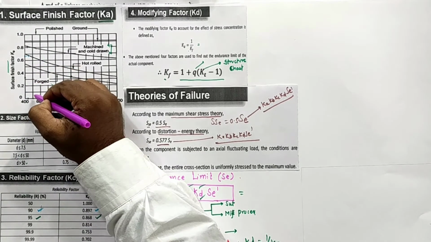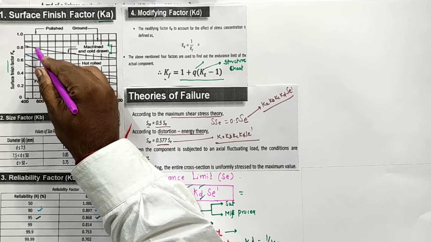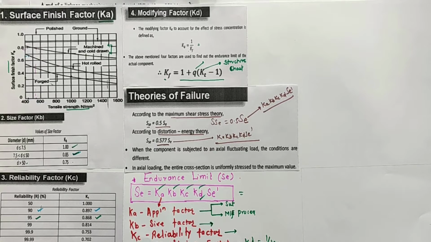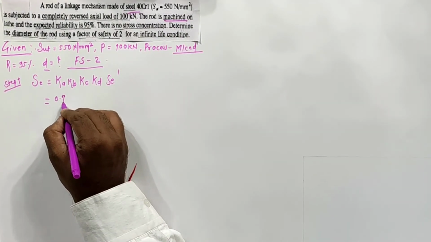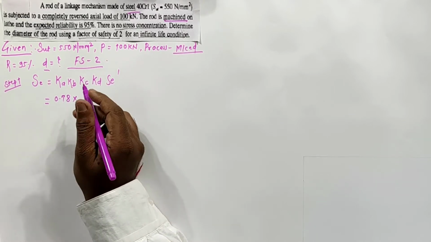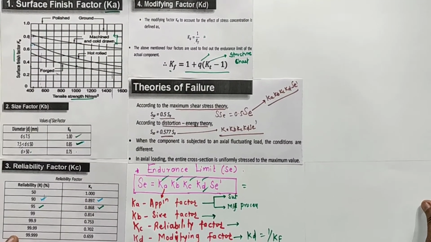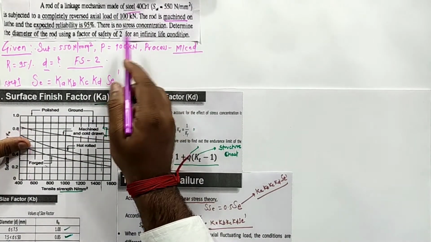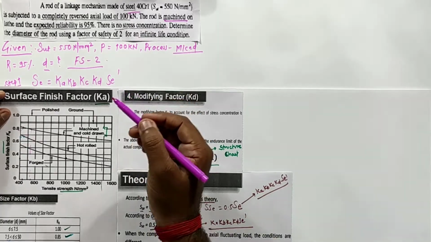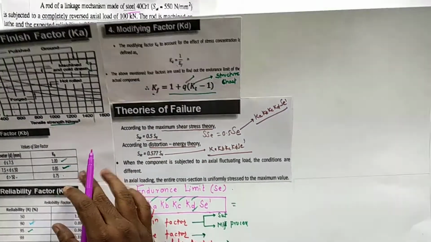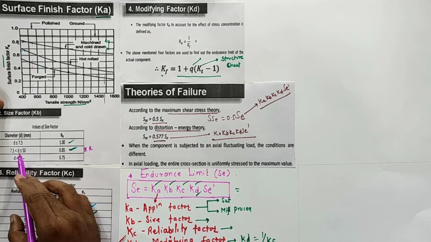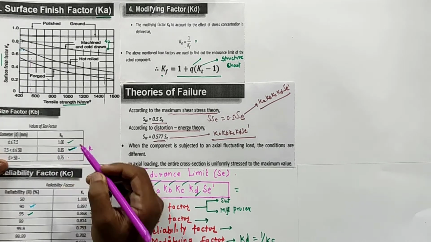At 550 SUT I move upward and meet this point, through which I get 0.78. It is nearer to 0.8. So I'll write Ka 0.78 into Kb, the size factor. They have not mentioned any size in the diagram or in the statement, so we'll have to assume. Assuming, 0.85, since it is situated between 7.5 and 50. So I will assume 0.85.